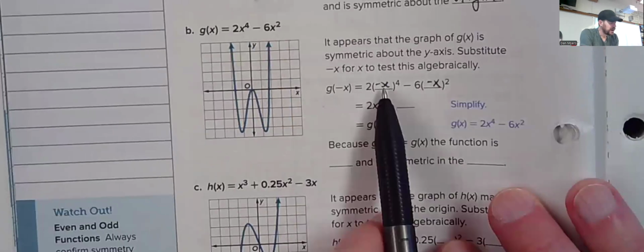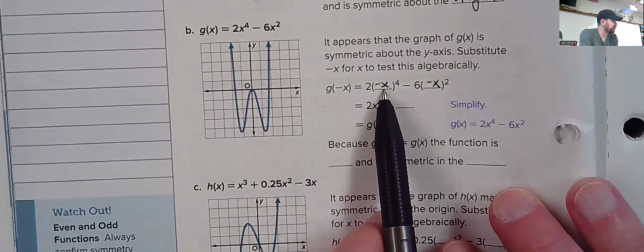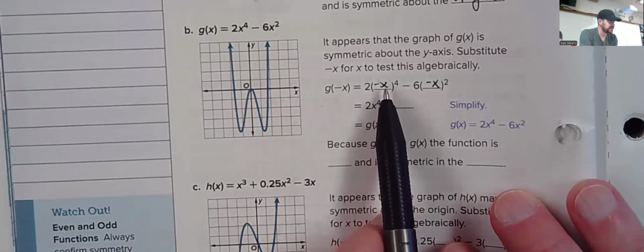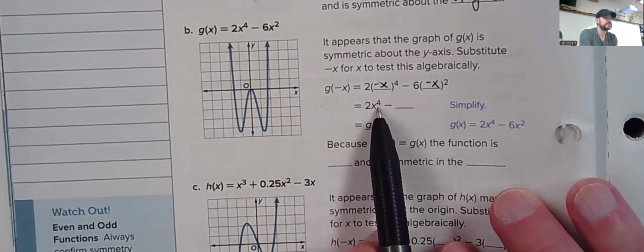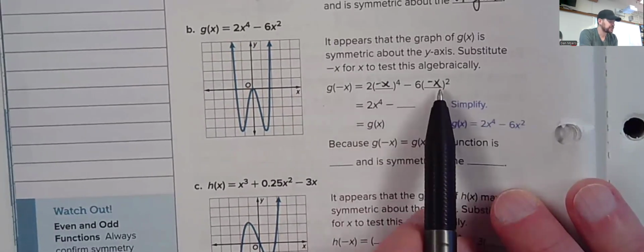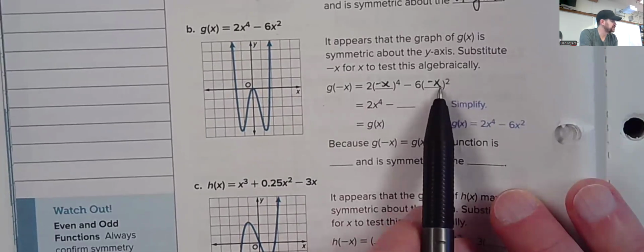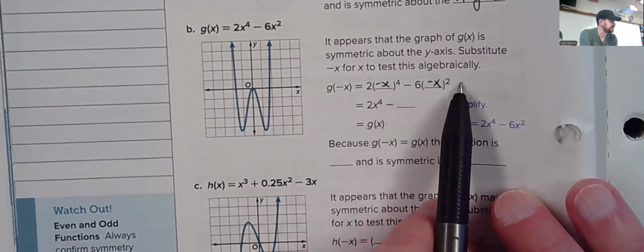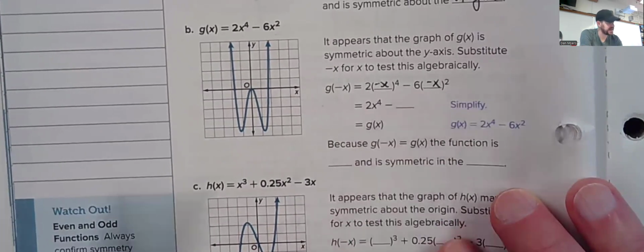So negative x to the fourth power being negative x times negative x times negative x times negative x, which would be positive x to the fourth, so 2x to the fourth. If you multiply 4 negatives together, you get a positive. Over here, if you multiply 2 negatives together, that would just be x squared. But because this was a negative 6, and x squared times negative 6 is still a minus 6x.